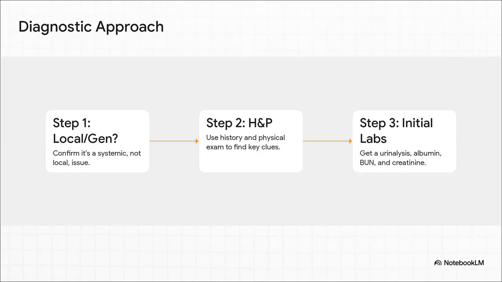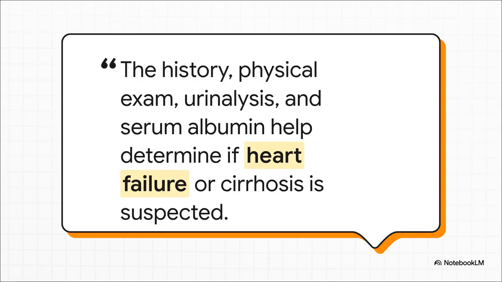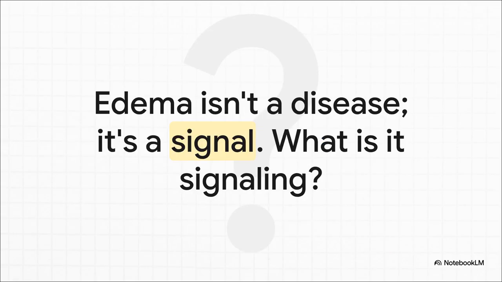This is it. This is your core algorithm, your mental checklist for every single time. Step 1, is this a local problem or is it systemic? Step 2, what clues is the patient's story and my physical exam giving me? And step 3, what simple labs can I get to help confirm my suspicion? It's that straightforward. And this really just highlights the power of your fundamental clinical skills. You often don't need a barrage of expensive, complicated tests right off the bat. The answer is usually hiding in these initial steps, which saves time, saves resources, and gets your patient the right care faster.